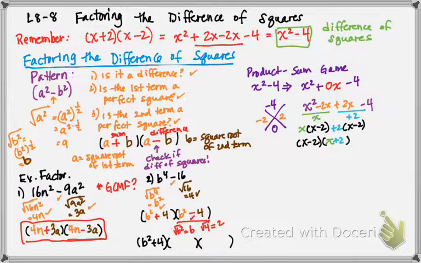So I'll use green for the first term, and I'm going to use pink for the second term, and then one sum, one difference. And the only place I need to look is here. B's not a perfect square, so I'm done.